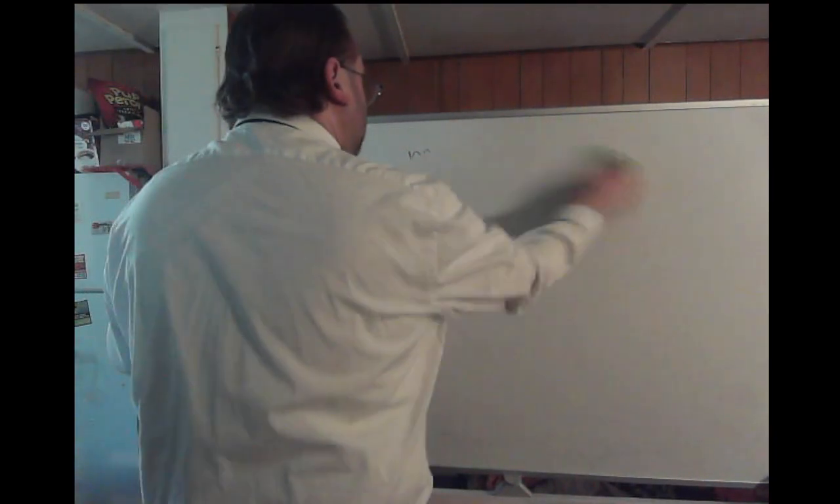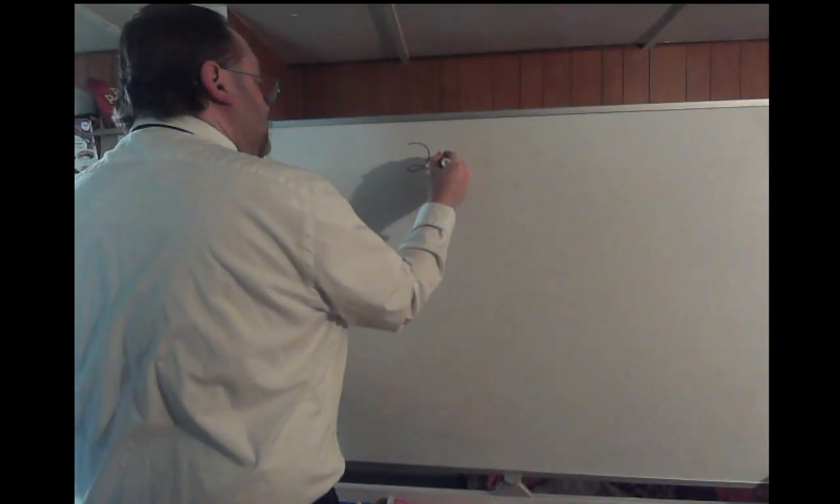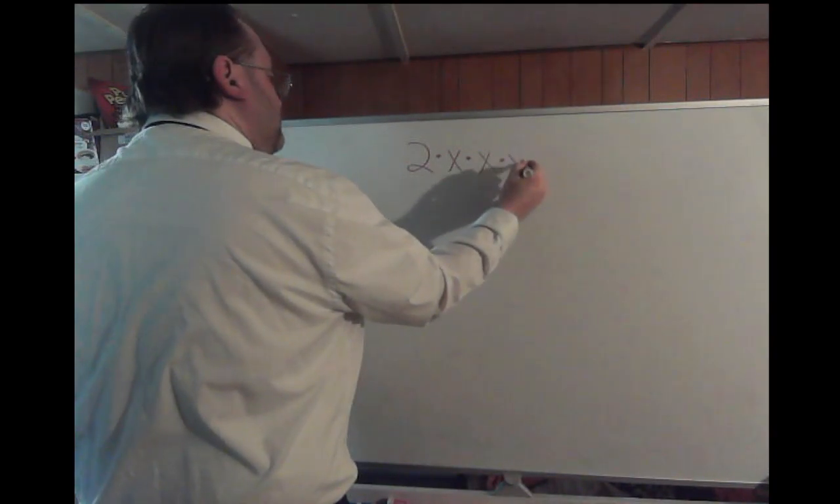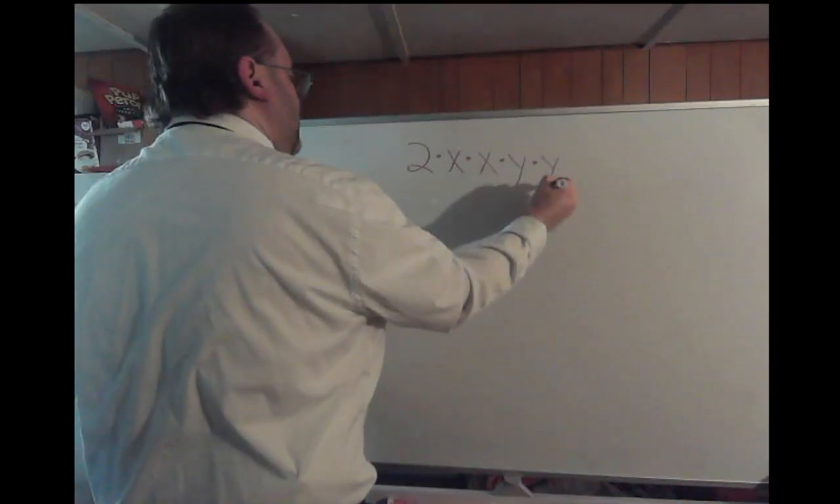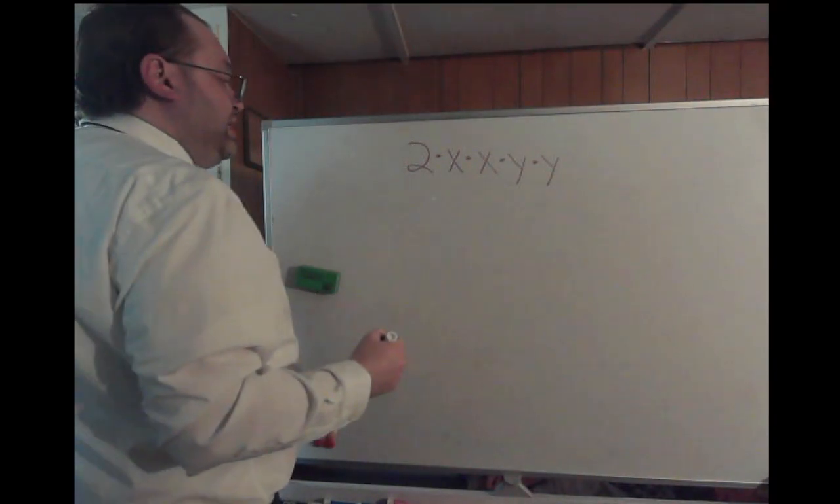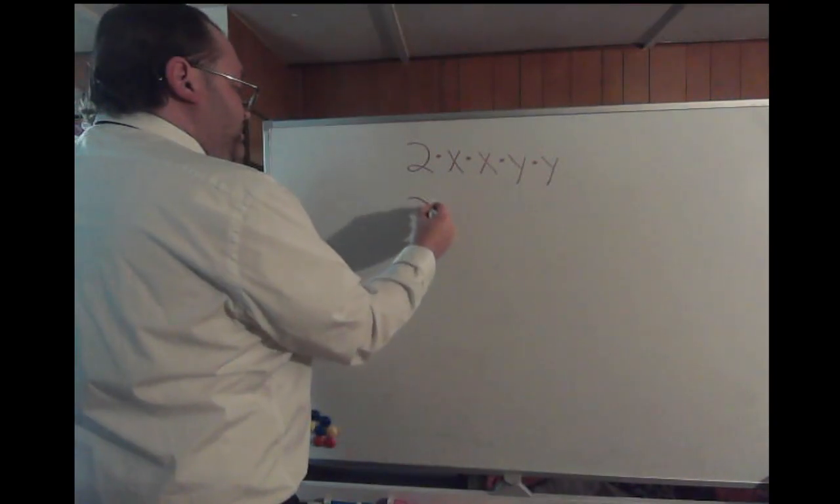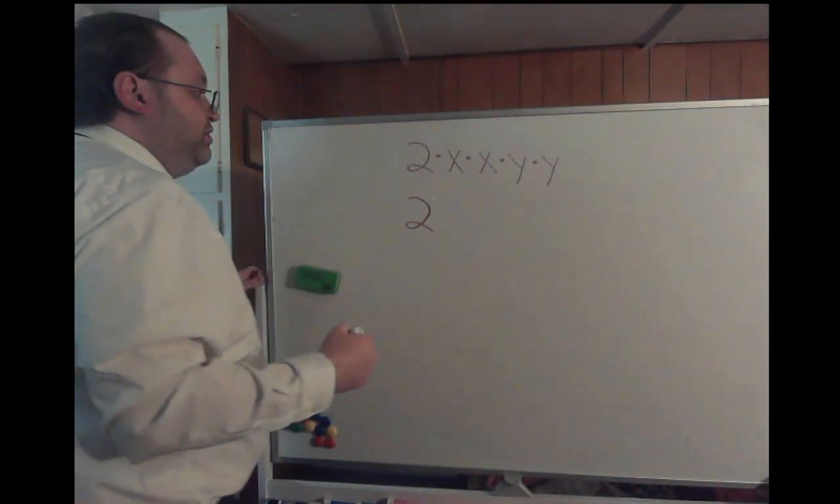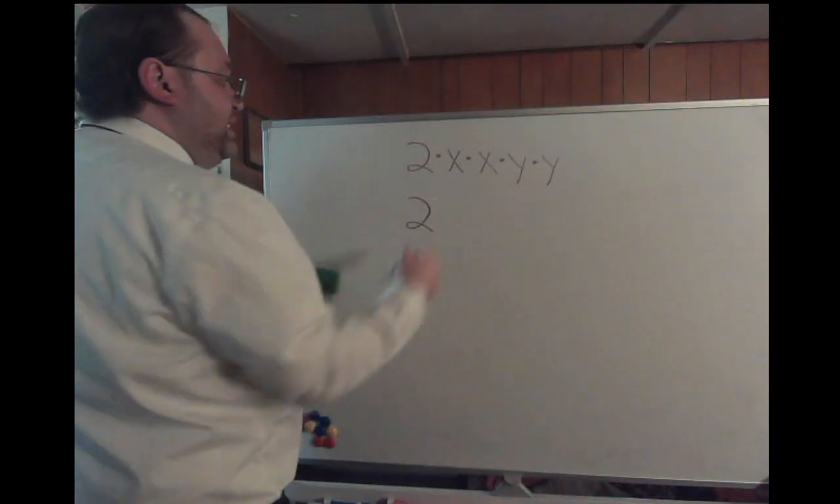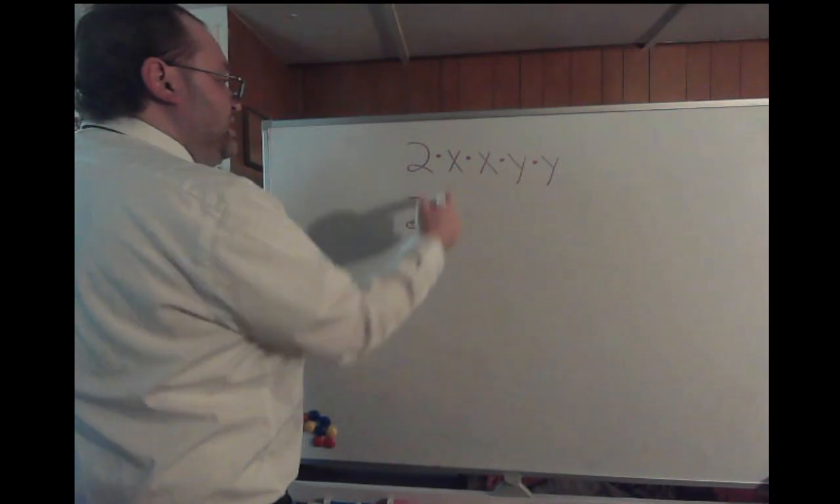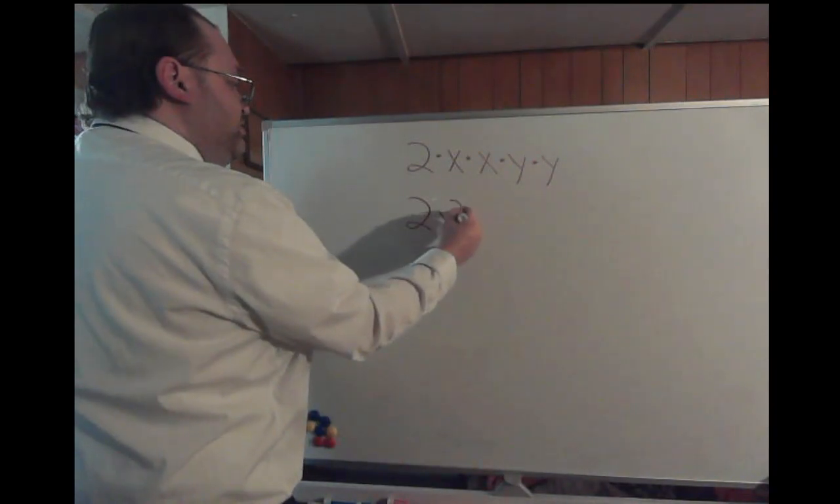Now let's mix this up a little bit here. We have 2 times x times x times y times y. How in the world are we going to write that? Well, of course, you start out with your 2. The 2 just hangs out by itself. That times x, well, we see x twice, so the base is x. You have 1, 2 x's, so that'd be 2x to the 2nd power.